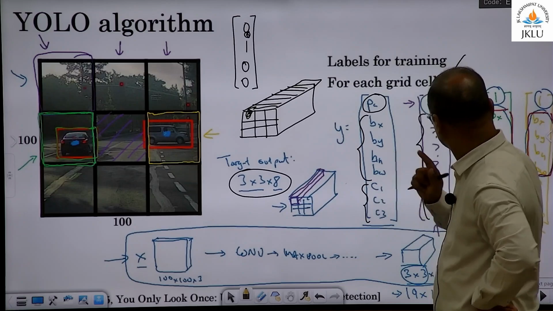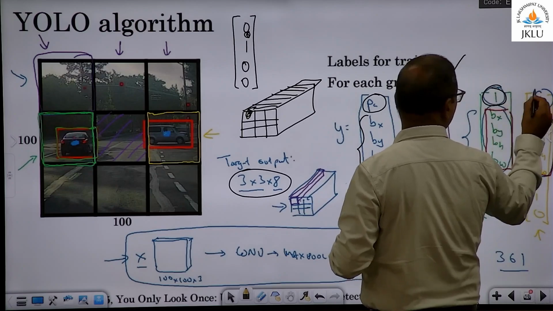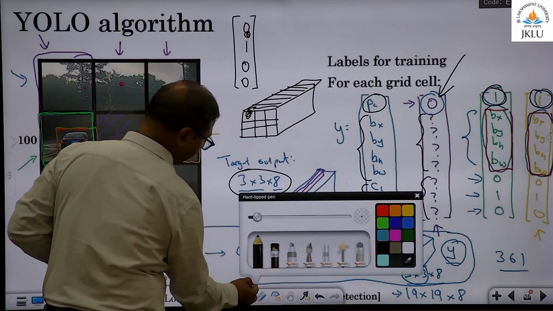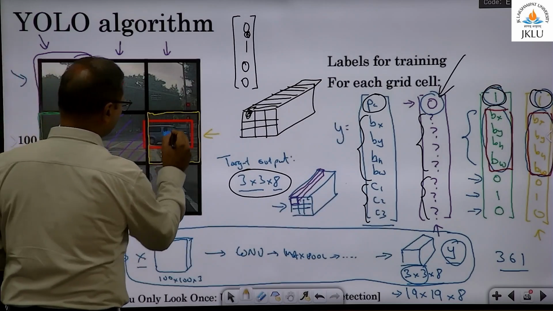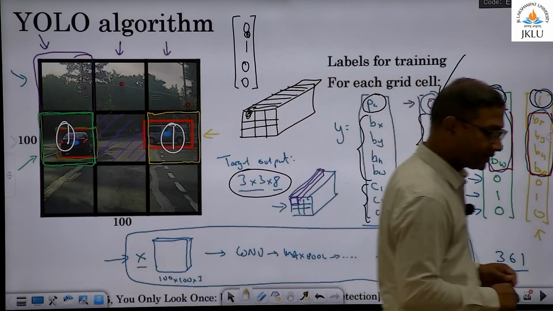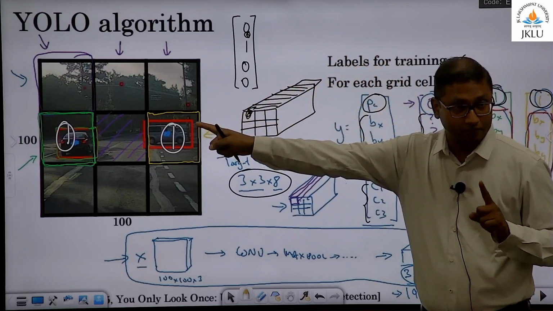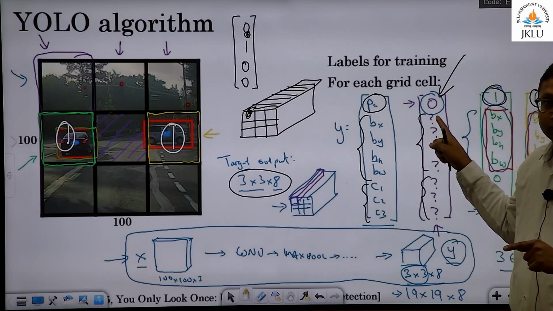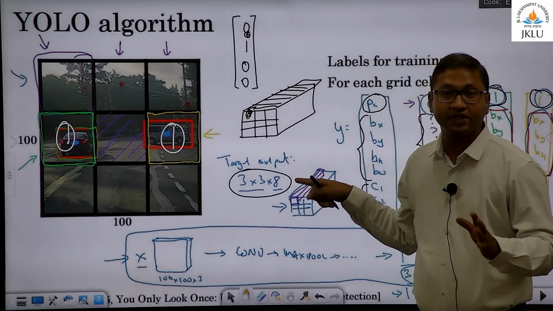Alright, so we continue. Now, if I had 1 here, so I have PC equal to 1 here, PC equal to 1 here. What about PC for the rest of the grid cells? 0. Okay. So if for the rest of the grid cells PC is equal to 0, what does it mean? Don't cares, right? But you are still computing those numbers anyway.